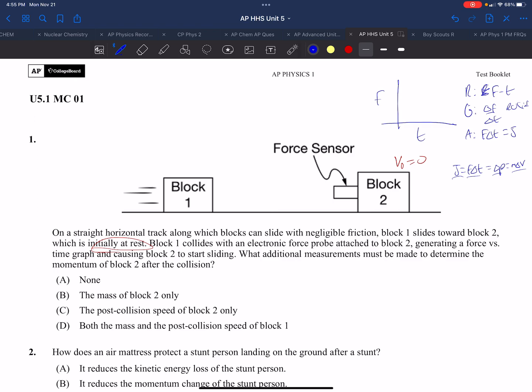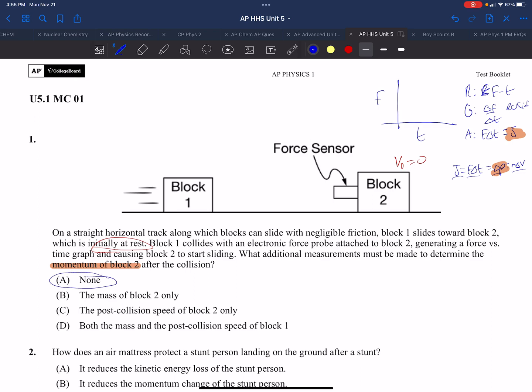What additional information must be made to determine the momentum of block 2 after the collision? Well, the area of this function, whatever it is, is going to give us the impulse, which is going to give us the change in momentum. So if we want to know the momentum of block 2, it's going to be equal to the area under that curve. So there is no more information that we need.